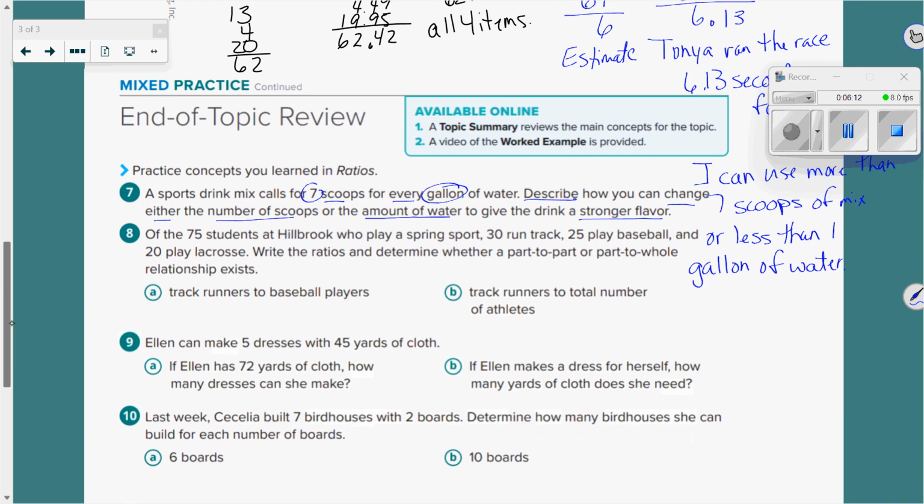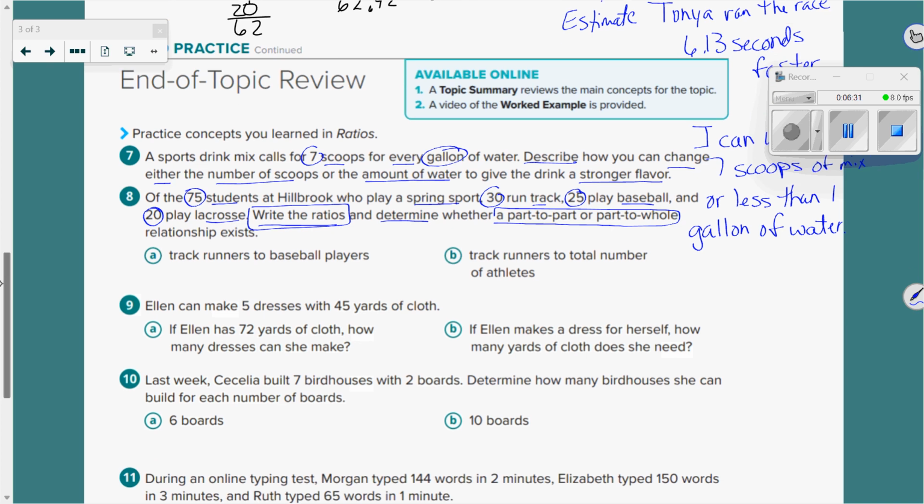Number 8 is doing ratios. Of the 75 students who play spring sports, 30 run track, 25 play baseball, and 20 play lacrosse. Write the ratios and determine whether a part-to-part or part-to-whole exists. So we have 2 parts. I need to write the ratio and then determine.